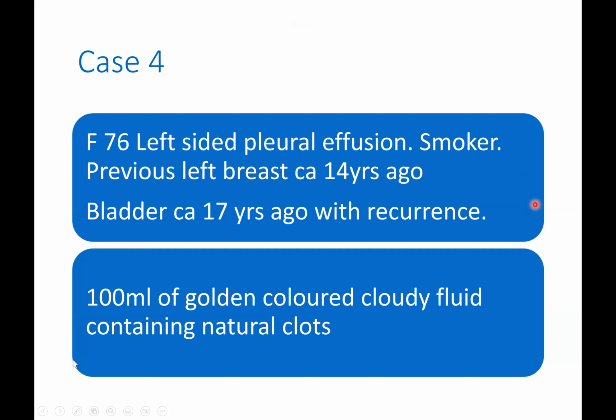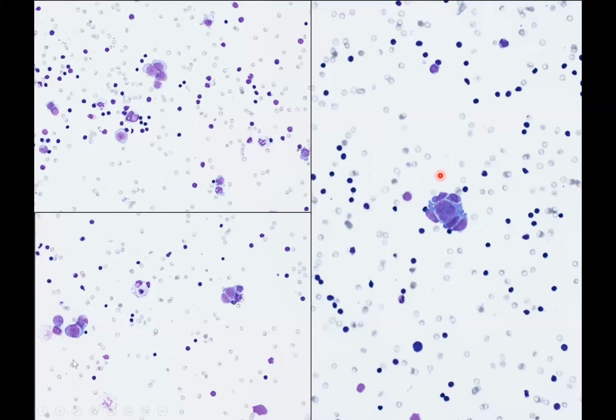Here's another case. This time it's a left-sided pleural effusion in a smoker, a lady of 76. She also had a history of breast cancer previously and bladder cancer in the past as well. This time the fluid is less cellular and contains these scattered small clusters of cells. They have very angulated nuclei and actually quite large compared with the lymphocytes round about. In addition, the nuclear chromatin has a rather pinkish look.